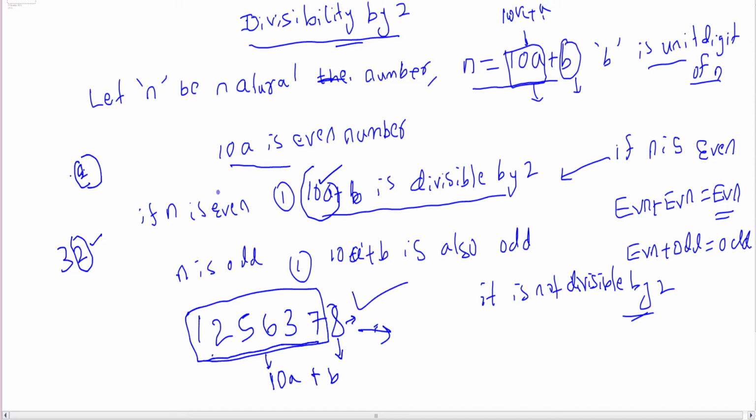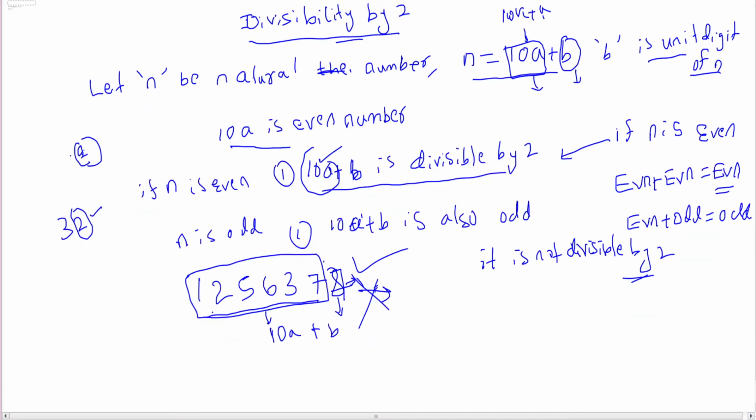Okay, only thing is, if a 7 is there, no, it is not going to be divisible by 2. These are things we have to understand. Okay, the next thing we need to understand.